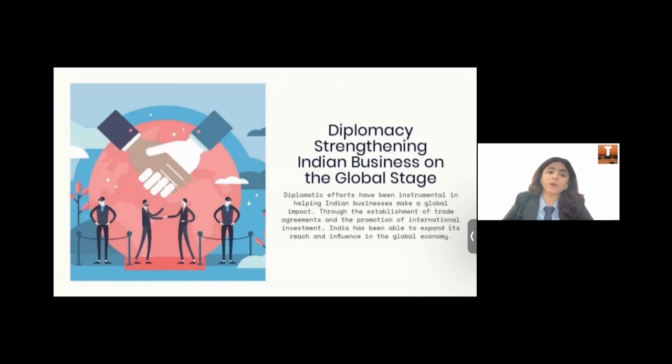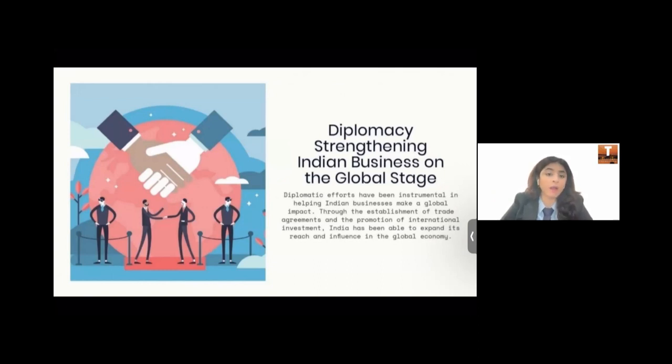The next slide talks about diplomacy, and how diplomacy is strengthening Indian businesses on the global stage. Diplomacy plays a crucial role in strengthening Indian businesses on the global stage by fostering favorable conditions, building relationships, and addressing challenges in international markets. There are some ways we can understand this more easily.